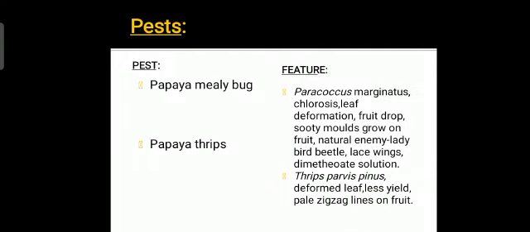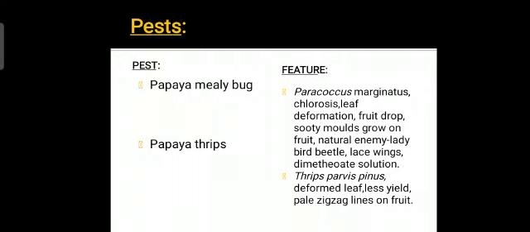Talking about the pests of papaya, first is papaya mealybug, which is Paracoccus marginatus, and it causes chlorosis, leaf deformation, fruit drop, sooty mold on the fruit, and the natural enemies are ladybird beetle and lacewings. Any pesticide such as dimethoate solution can be used.